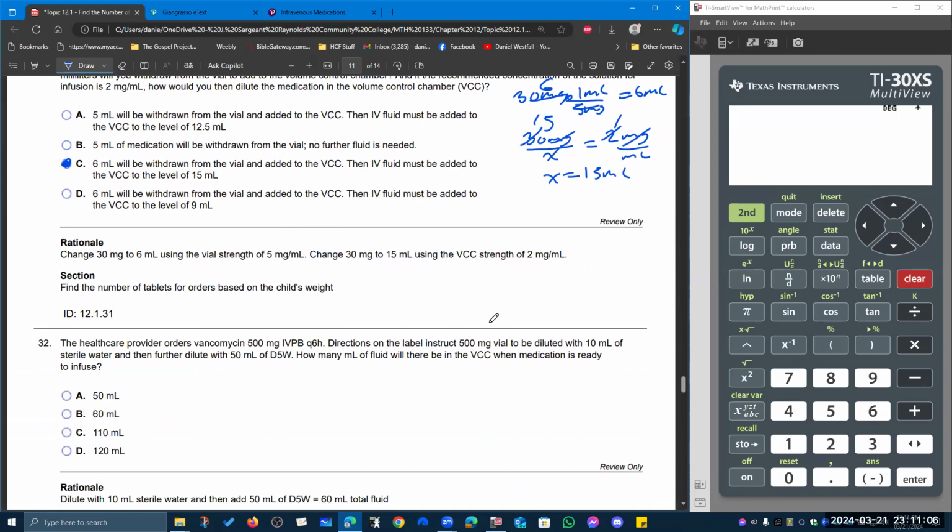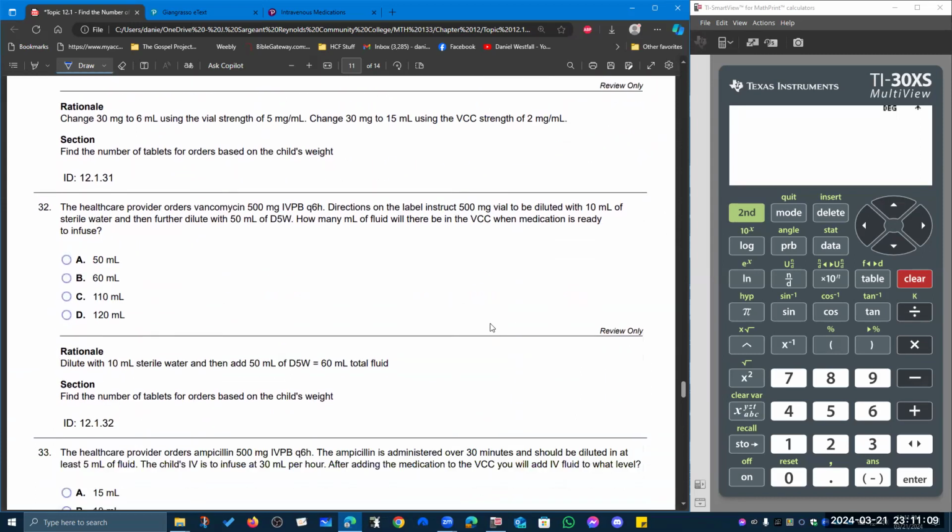control chamber. Healthcare provider orders 500 milligrams IV PB every 6 hours. Directions on the label instruct 500 milligram vial to be diluted with 10 milliliters of sterile water. So right now we have 10 milliliters of solution, then further dilute that with another 50 milliliters of D5W for a total of 60 milliliters of solution that should be in the volume control chamber.